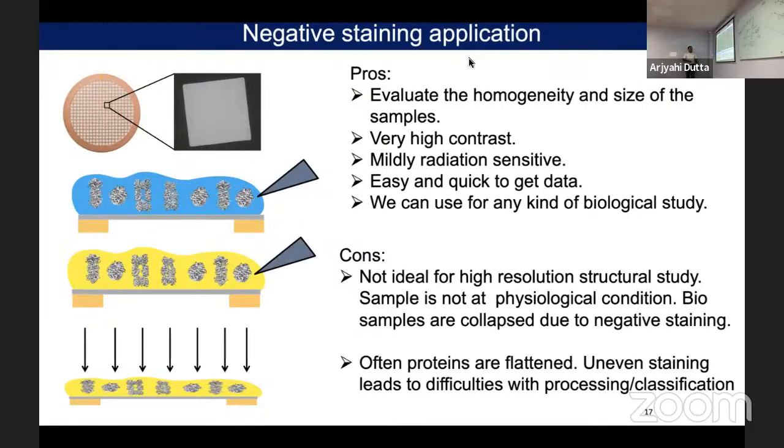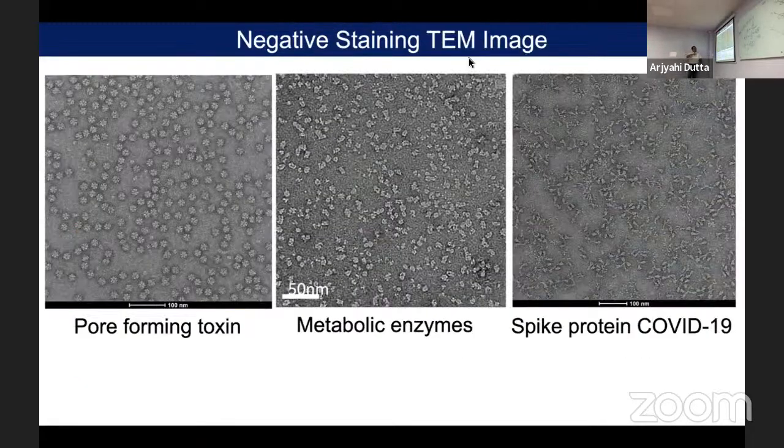Water is going out. Now here you can see some of the images we collected in our facility. One is a pore-forming toxin, since I mentioned we are interested in host-pathogen interaction. This is one of the metabolic enzymes. Those white spots are the particles here. And there is also a SARS-CoV-2 spike protein that we characterized in our lab.